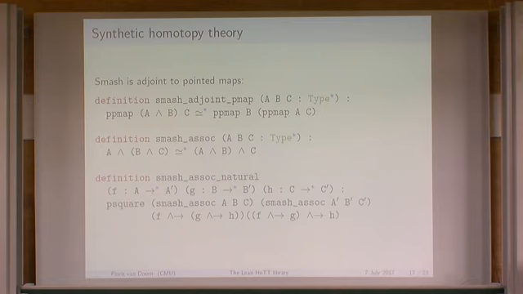So here's the statement of the adjunction between the smash and the pointed maps. This PP map is the pointed type of pointed maps between two types. It says that pointed maps from the smash product of A and B to any other type C is equivalent in a pointed way to pointed maps from B to pointed maps from A to C. I could have swapped the A and the B.